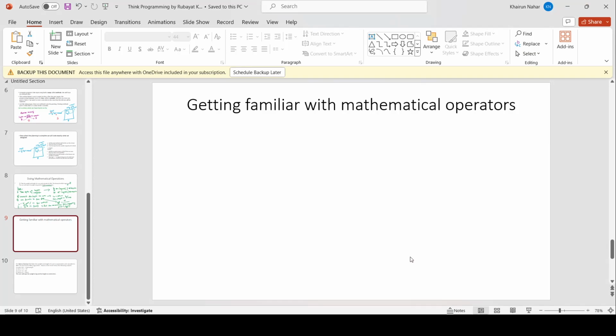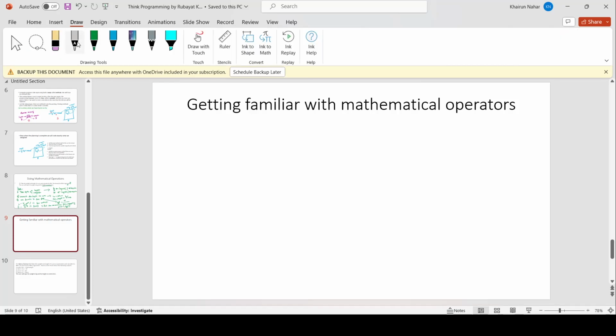In this video, we are going to look at mathematical operators. So in programming language, we can use mathematical operators and eventually perform mathematical operations.